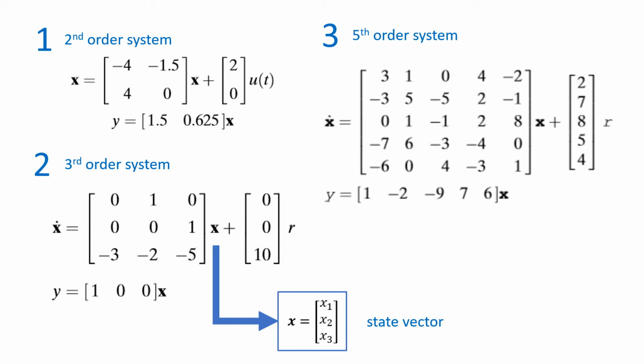And if you look at the x dot and x variables, it is written in bold font to indicate it is a vector. For example, if the system is third order, the x will be x1, x2, and x3.